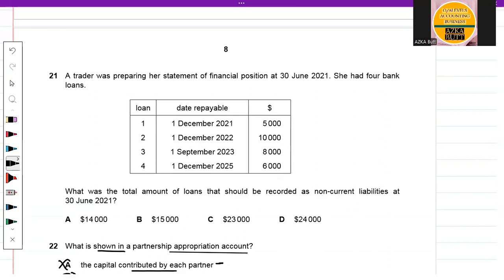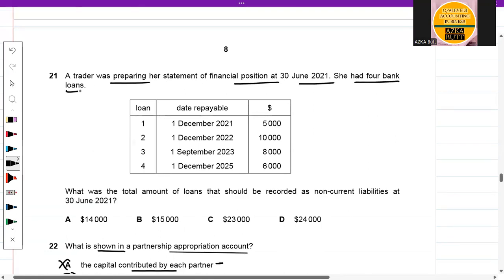So question number 21. A trader was preparing her statement of financial position at 30 June 2021, and she had four bank loans. Okay, so these are the four bank loans. What was the total amount of loans that should be recorded as non-current liability at 30 June 2021?